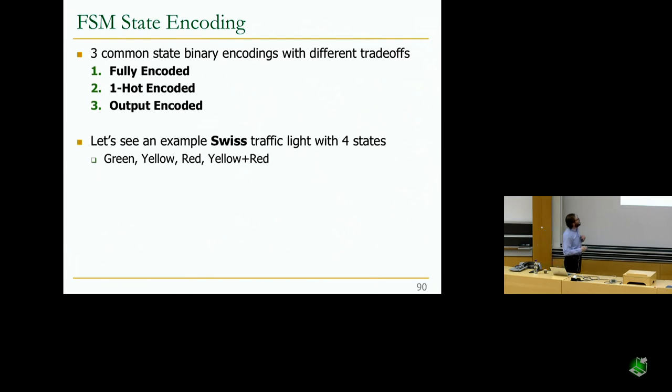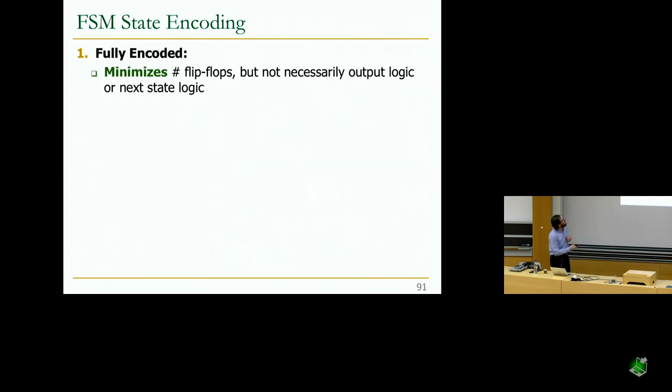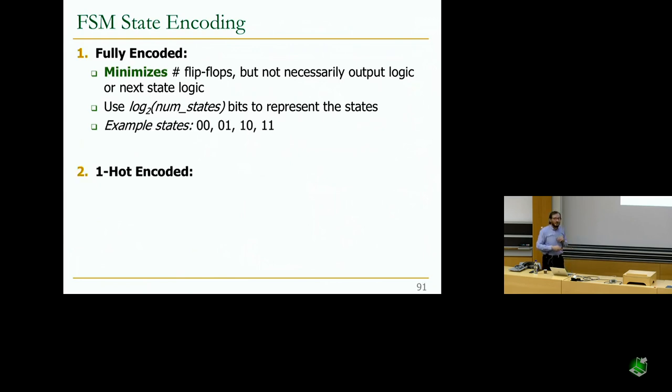So let's go back to Swiss traffic lights: green, yellow, red, yellow plus red, four states. If you have fully encoded, you minimize the number of flip-flops, minimize the size of your register, but not necessarily the output logic or the next state logic. So in this case, you have log 2 of the number of states. It's 2 bits if you have 4 states. But there's also one hot encoded. This could actually help you minimize some other thing, minimize the next state logic, for example, which I'm not going to go into, but you can take a look.